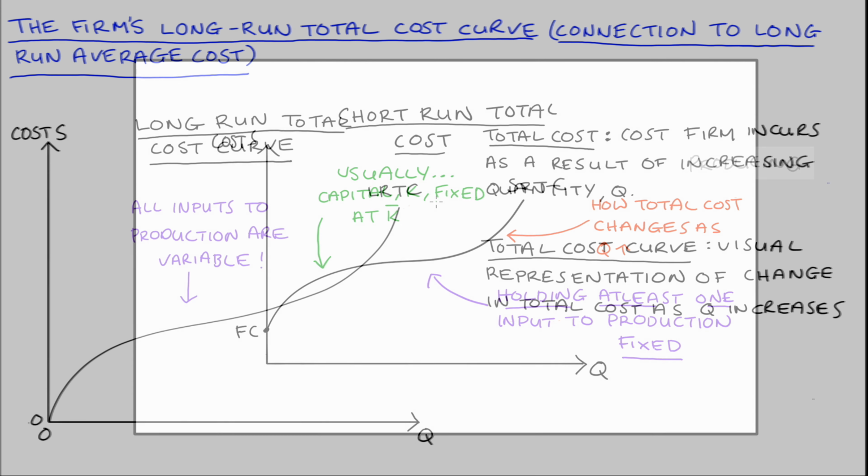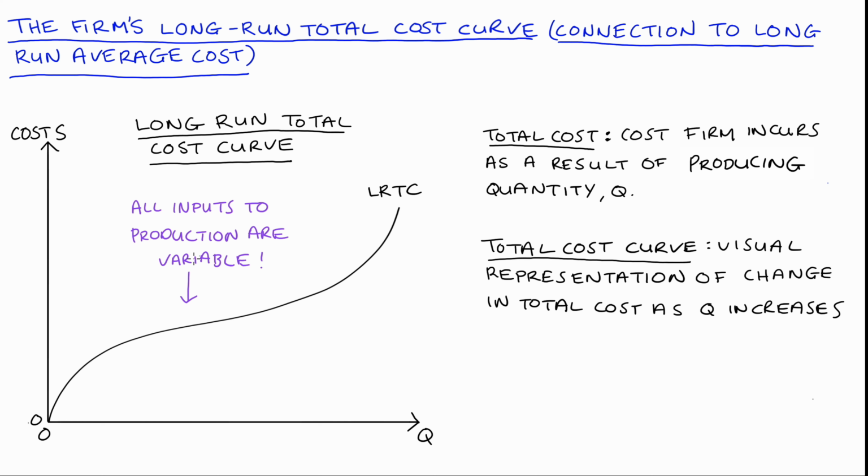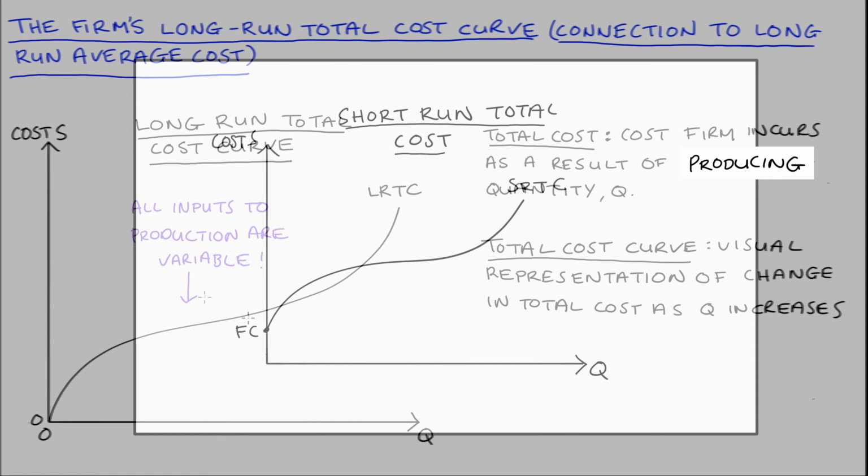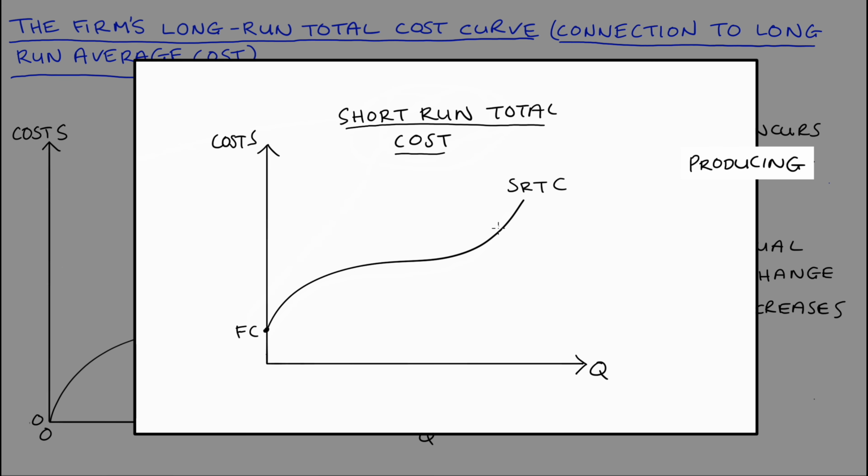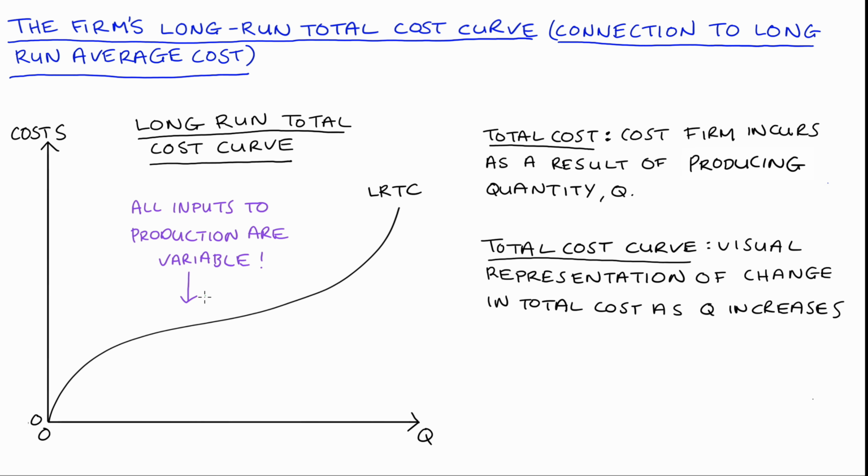Now in contrast, in the long run, all of our inputs can be varied. So the long run total cost curve will track our total cost as the firm increases quantity, but the firm will be choosing the cheapest way of producing their amounts given that they're free to vary all inputs to production. And whilst you can see that the general shape of our long run total cost is very similar to what our short run total cost looks like, the reasons for their shapes are actually quite different because of this difference in whether all our inputs are variable or not.